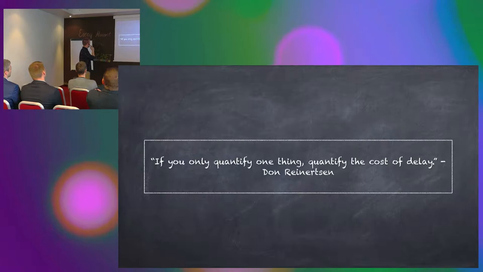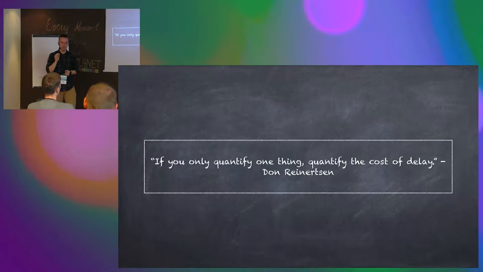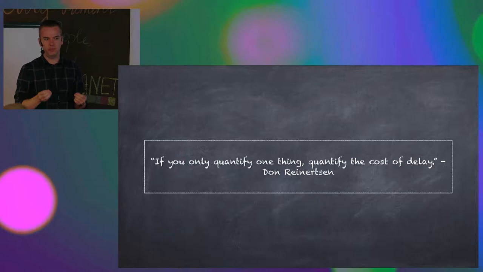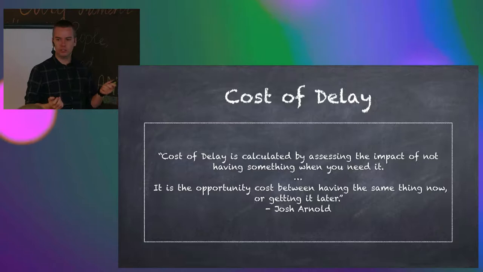So then Don brought in his book, The Principles of Product Development Flow: if you need to quantify something, quantify the cost of delay. Try to bring an economic view into your decisions. But what is that? What is cost of delay?